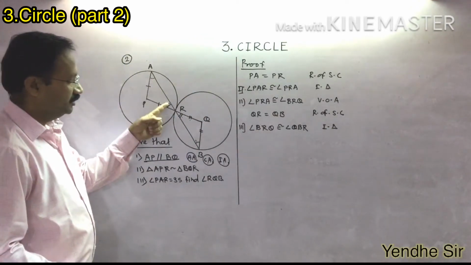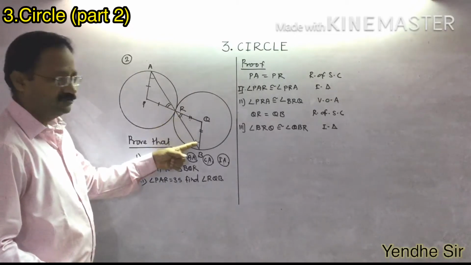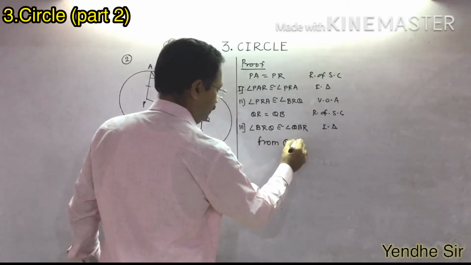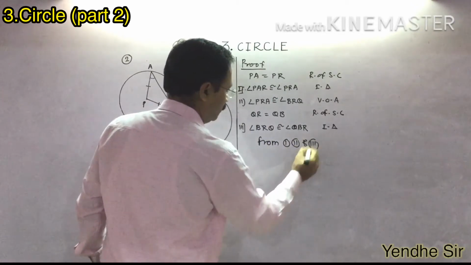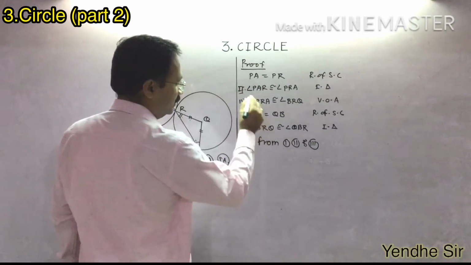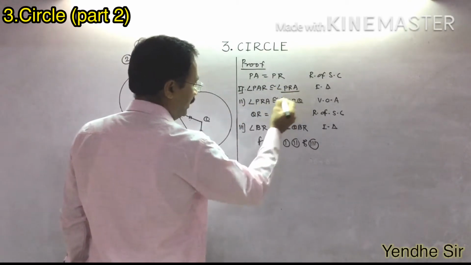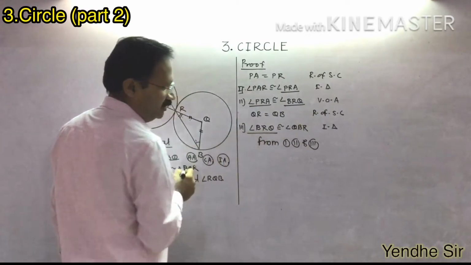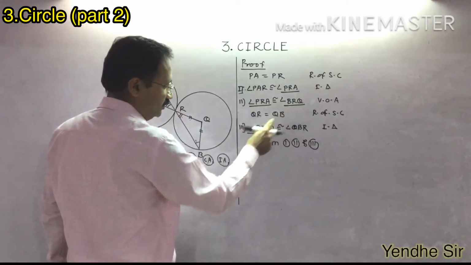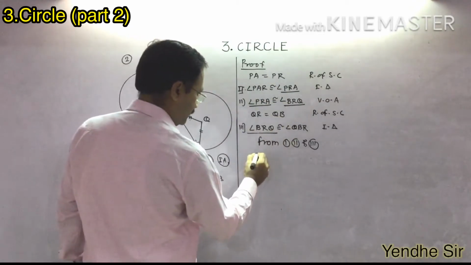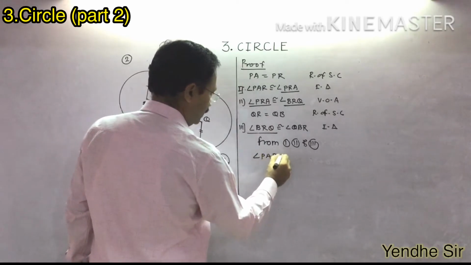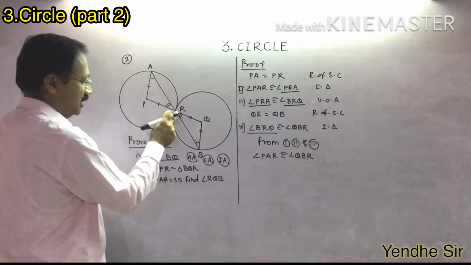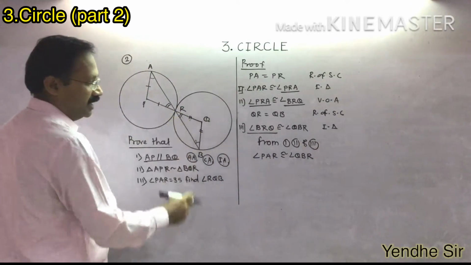Okay. So this angle is congruent to this one, this angle is congruent to this one, this angle is congruent to this one. So from 1, 2 and 3, what we get? PRA is congruent to PR here. And see, this BRQ and BRQ are same. So these two are same, these two are same, therefore these two are same. So angle PAR is congruent to angle QBR.